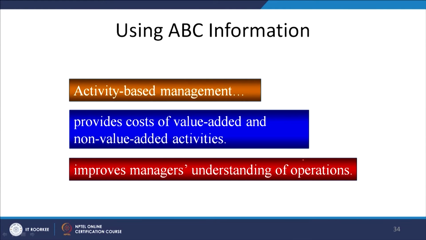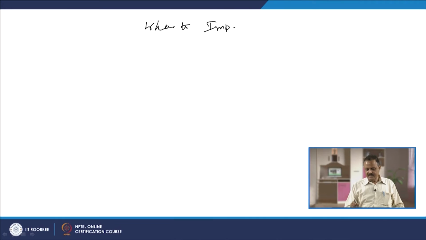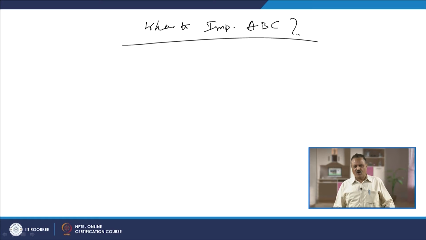So, finally, the objective here is that activity based management provides cost of the value added and the non value added activities and improves the manager's understanding of the operations. So, till now what we talked about is that when you want to talk about this system, first of all understand the organization. First you understand the firm as a whole, and once you understand the firm as a whole, you always keep in mind where to implement ABC. Is it possible to be implemented in all kinds of firms?